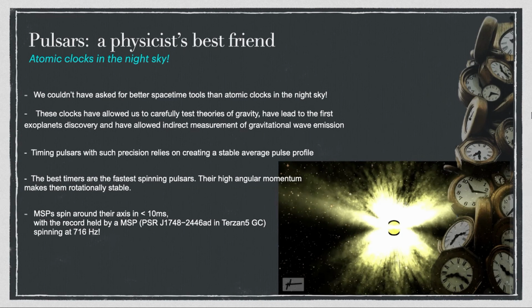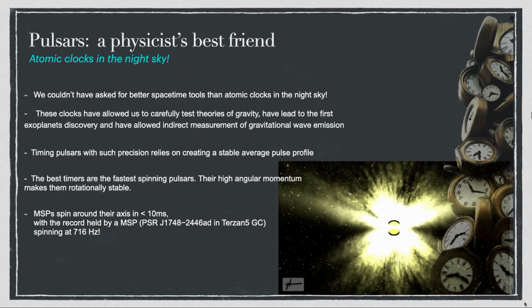Like, the first exoplanet was discovered around a pulsar. The first indirect measurement of gravitational waves was done through pulsar discovery. And so there's a lot that we've already learned through them. So the question still remains, what do I mean? Like, how do we actually time them?